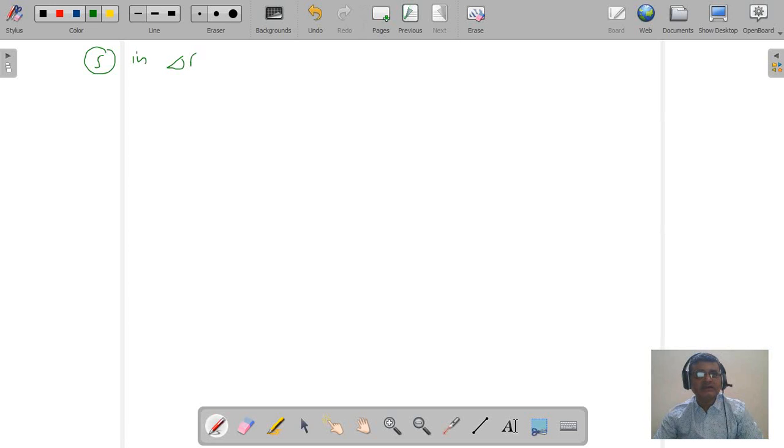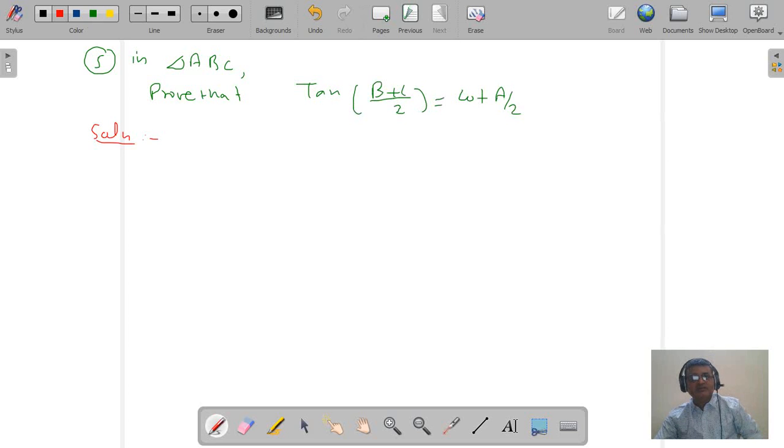In triangle ABC, prove that tan (B plus C) upon 2 is equal to cot A by 2. Now we'll solve this question. Now you see how amazingly we are going to use this formula.